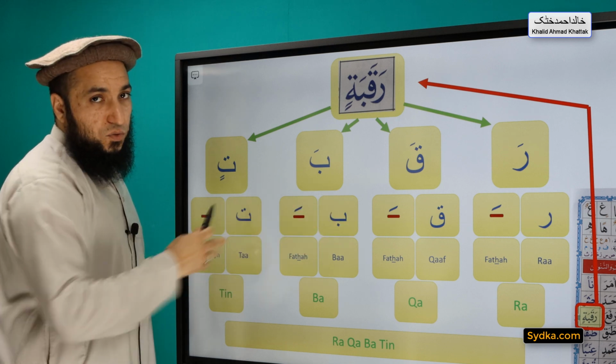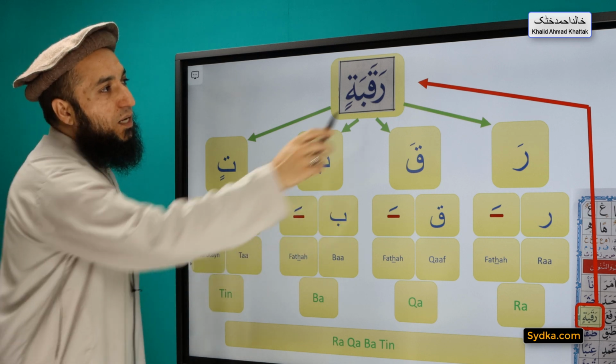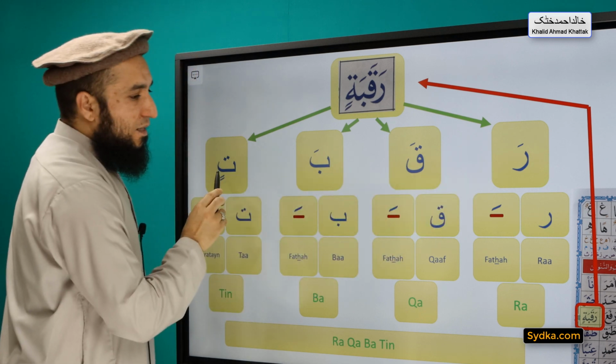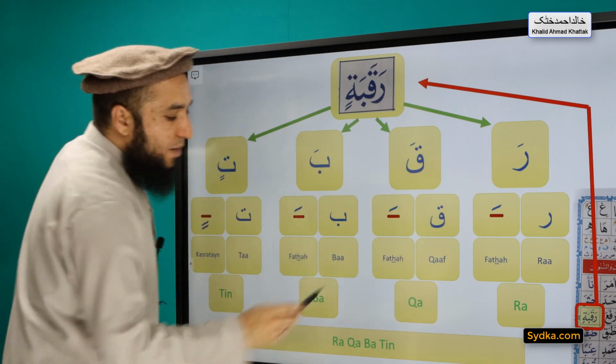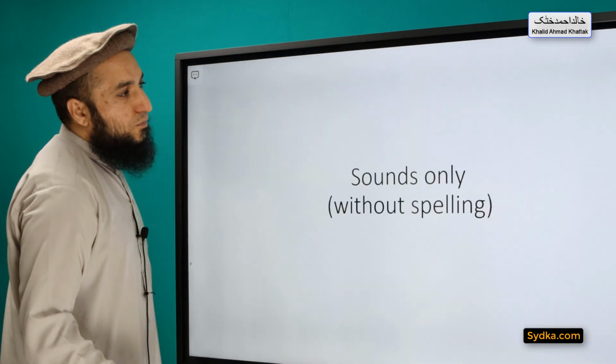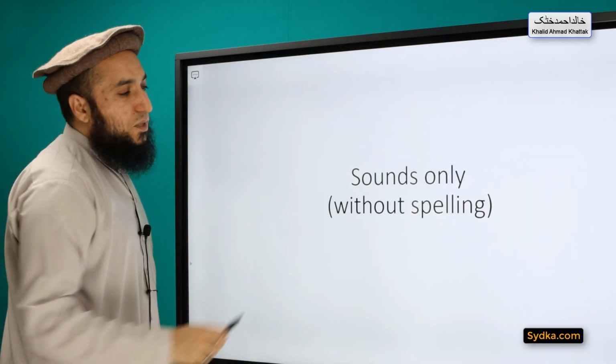Now we combine those 4 syllables and we have raqabatin, raqabatin, raqabatin. So the next 3 slides would be sounds only.